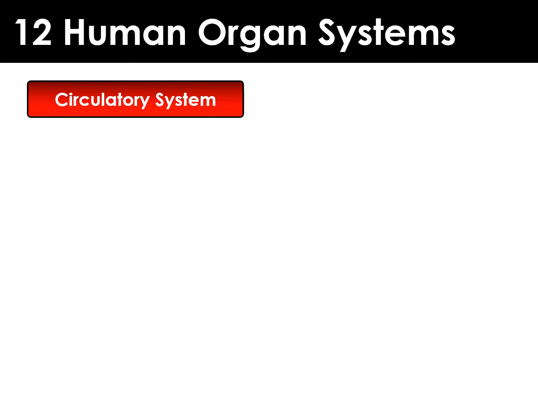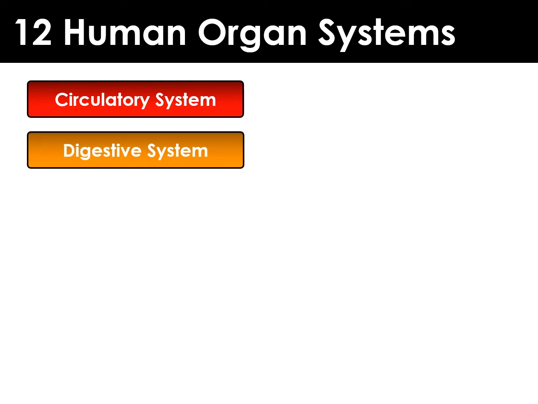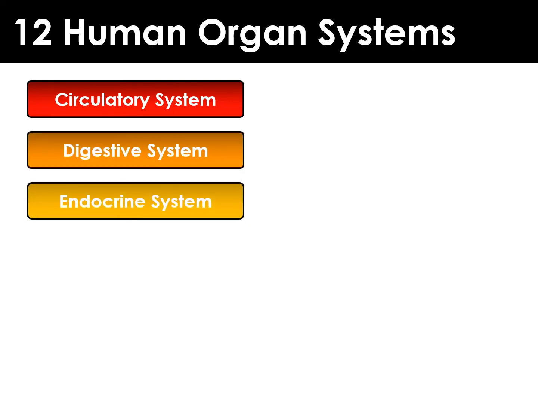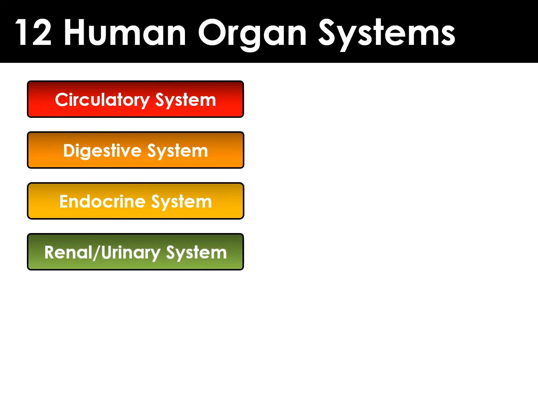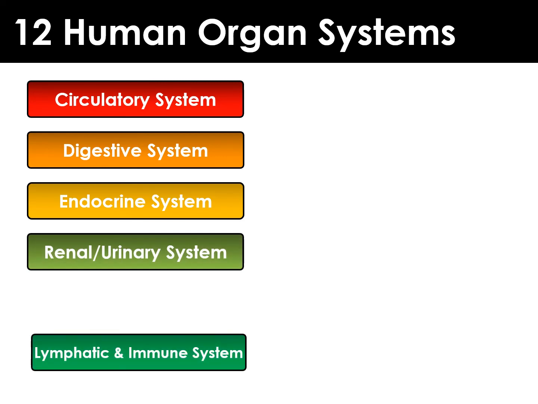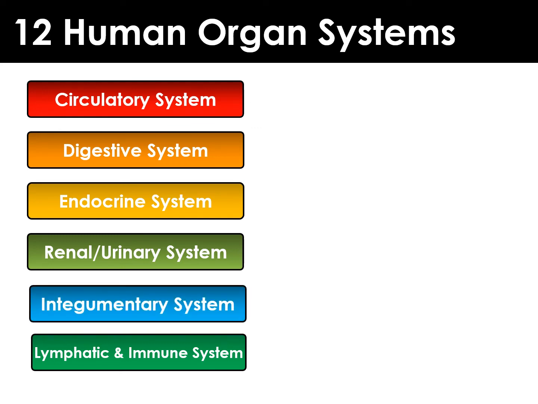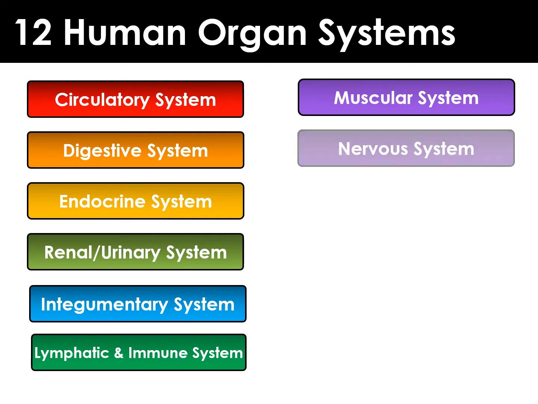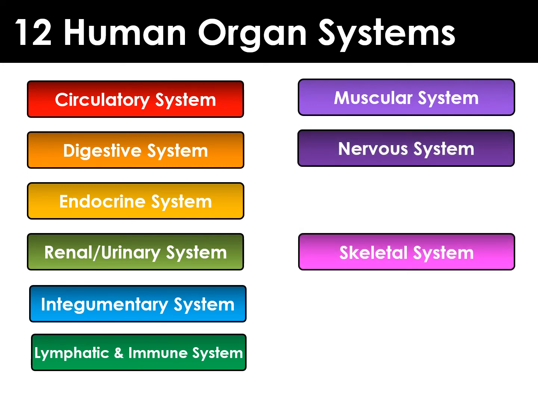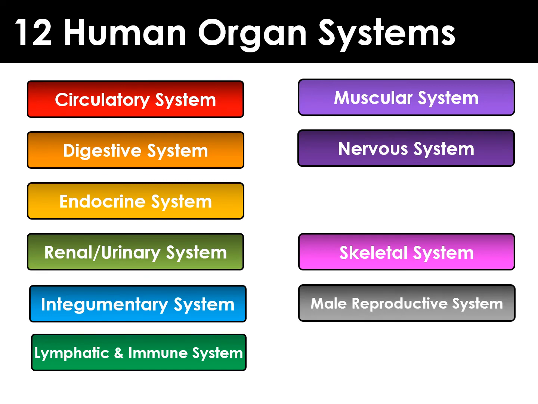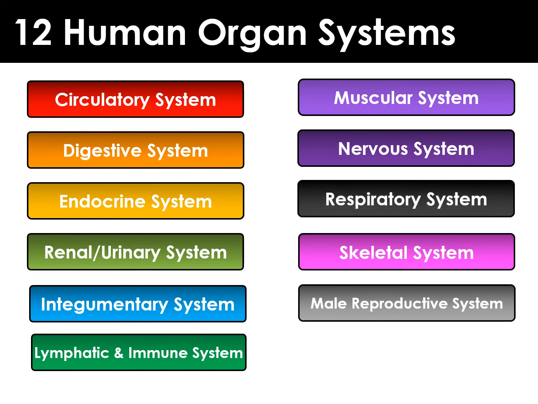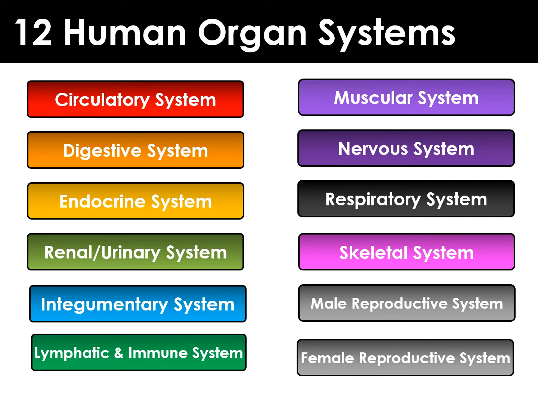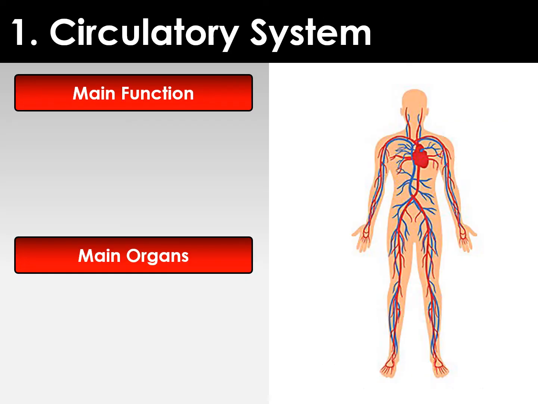The 12 human organ systems are the circulatory or cardiovascular system, the digestive system, the endocrine system, the renal or urinary system, the lymphatic and immune system, the integumentary system, the muscular system, nervous system, skeletal system, male reproductive system, female reproductive system, and the respiratory system. Let's take a look at these systems in order.